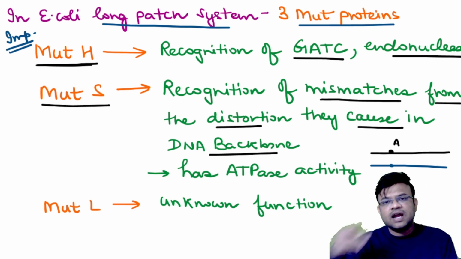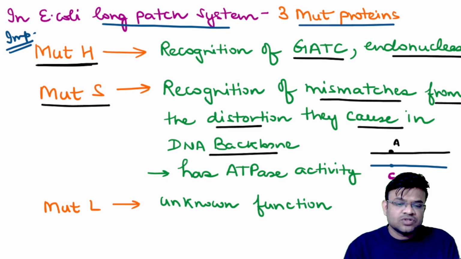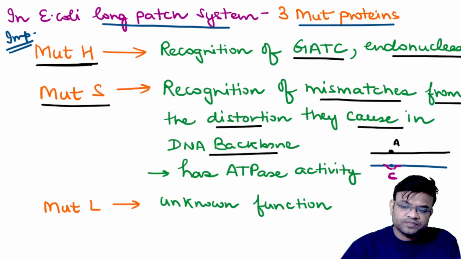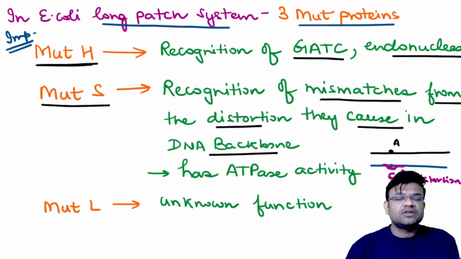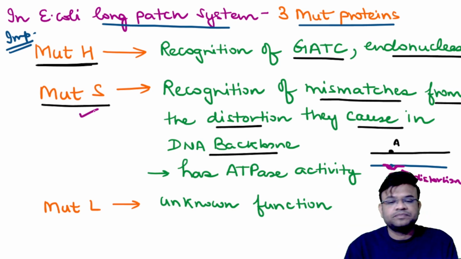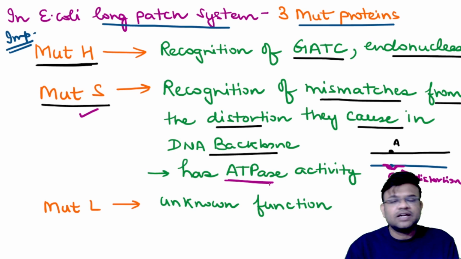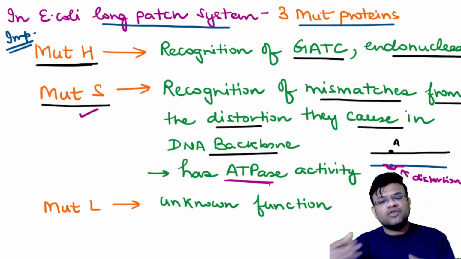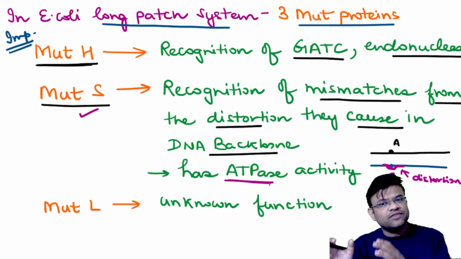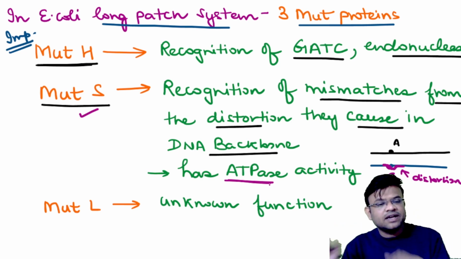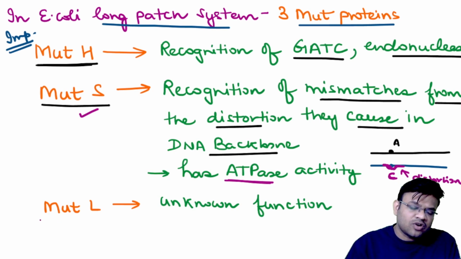Now you obviously know that adenine and cytosine cannot pair with each other. So what will happen? There will be a distortion, something like this. This distortion in the DNA backbone is recognized by the MutS enzyme. Also, this MutS has ATPase activity. That means it can utilize ATP and perform a particular function. So distortion is identified by MutS, GATC is identified by MutH, and let us talk about MutL.